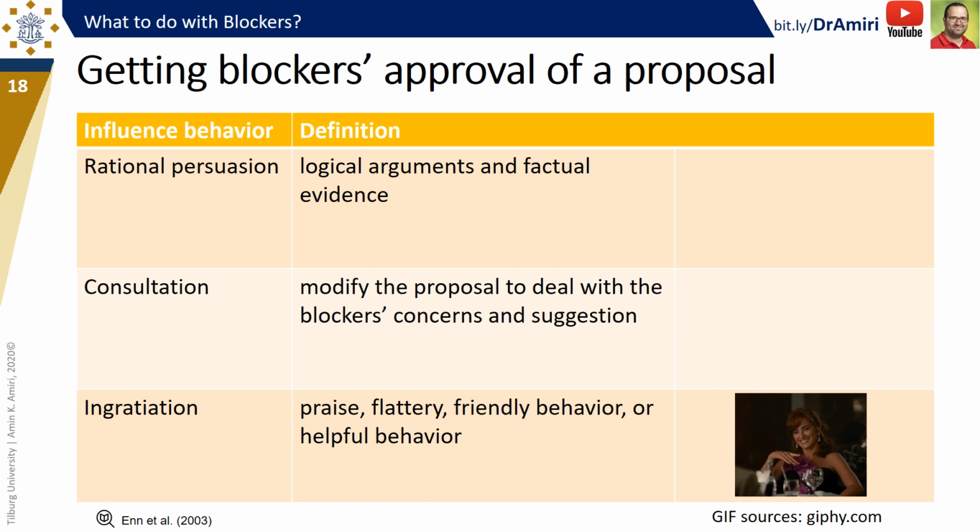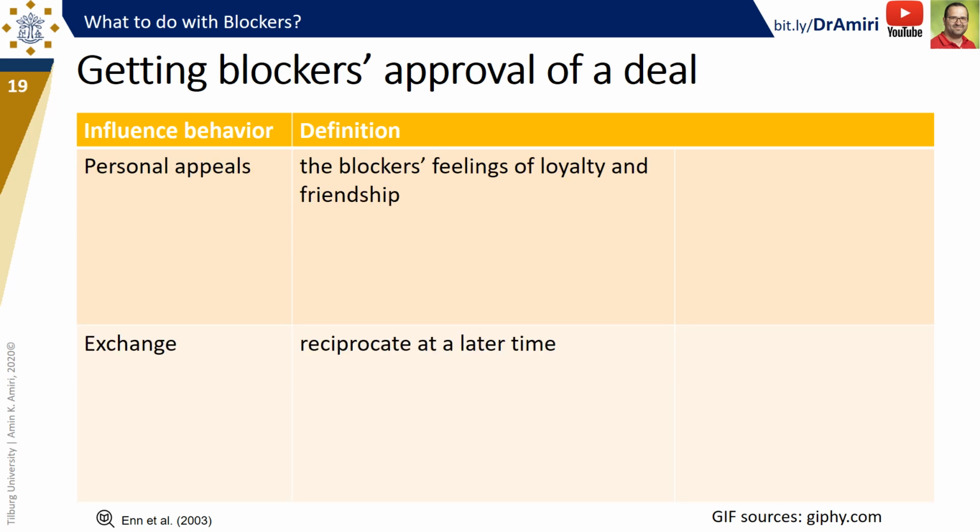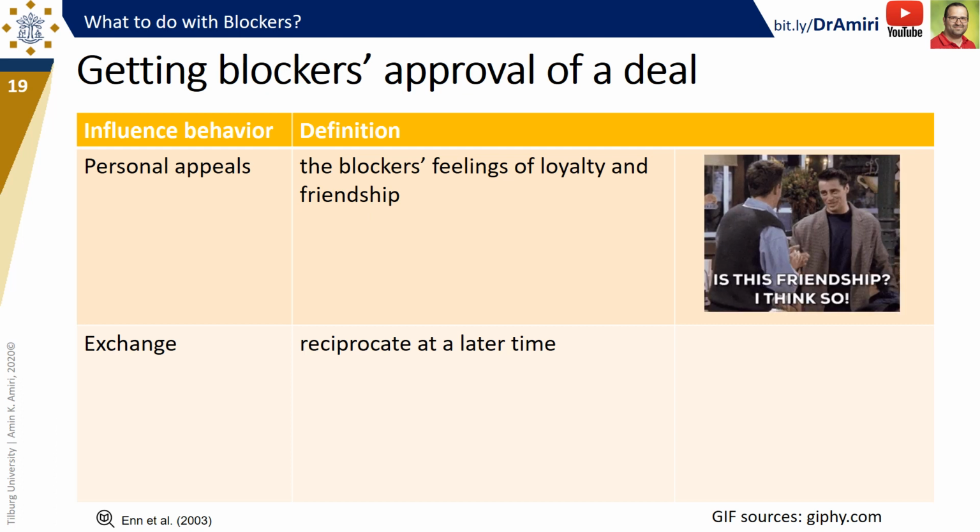A third approach is ingratiation. The CIO uses praise, flattery, friendly behavior, or helpful behavior to get the blockers to think favorably of him or her. A fourth influence behavior is personal appeals. The CIO appeals to the blocker's feelings of loyalty and friendship to get the deal approved.